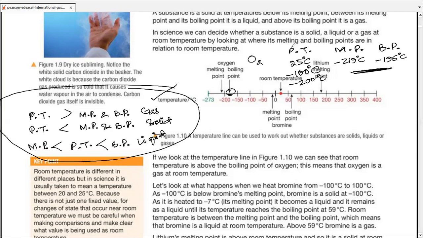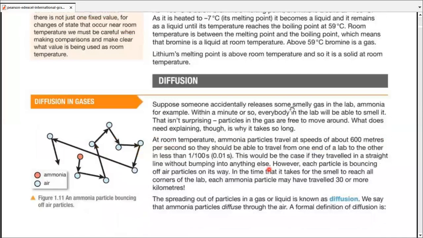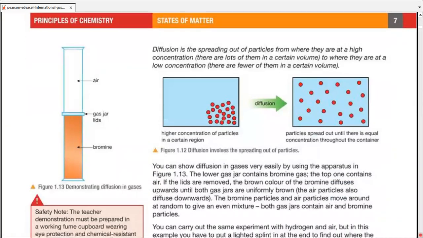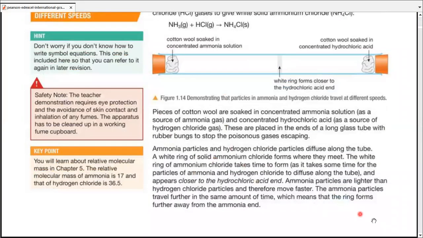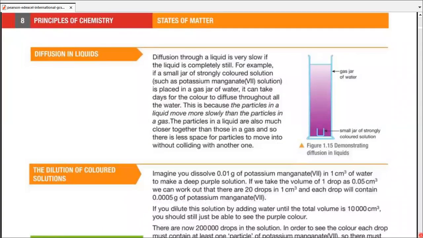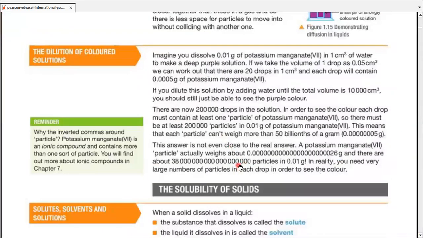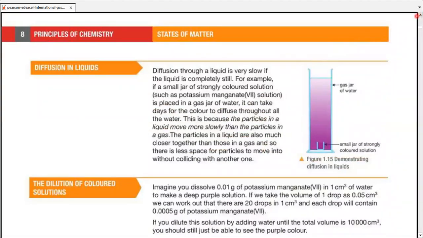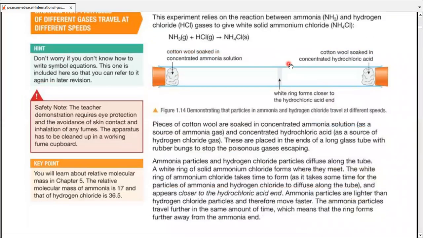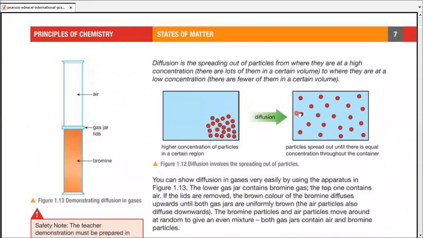So I think we move to 1.2 now. Sure. We've done 1.2 as well. So I think we move to 1.3 and then 1.4. Sure, we can. And 1.3 is understand how the results of experiments involving the dilution of colored solutions and diffusion of gases can be explained. Okay. So I shouldn't be moving to the next pages because this is diffusion.